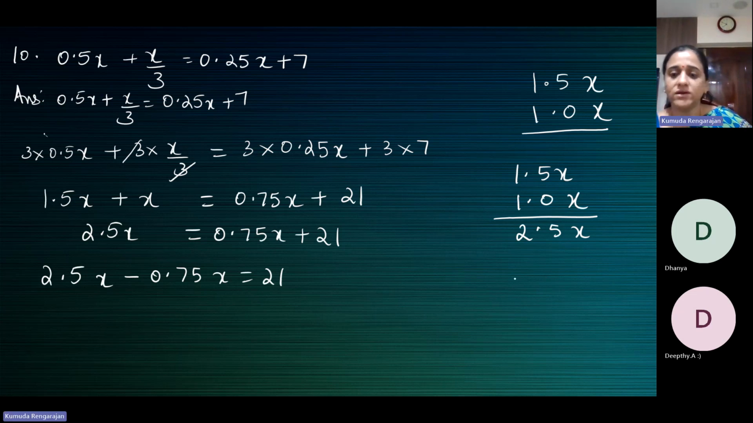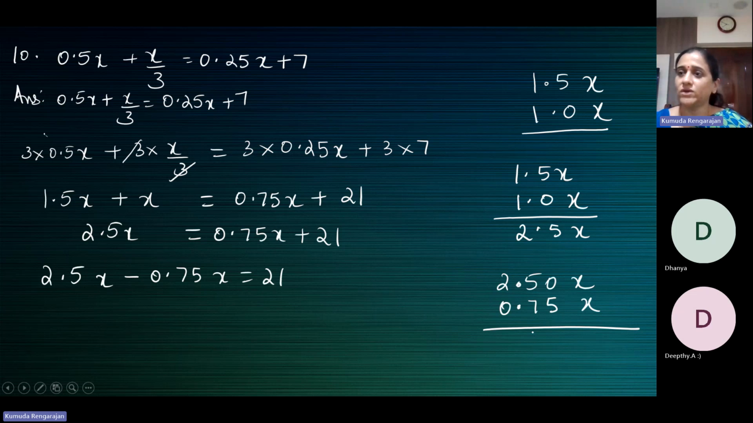Now we have to simplify 2.5x and 0.75x. There's a 0 here, so 2.5 is 2.50 and 0.75. You need to place the decimal point, one below the other like this. Now this is 2.5 minus 0.75, so different signs, no? So we need to subtract.